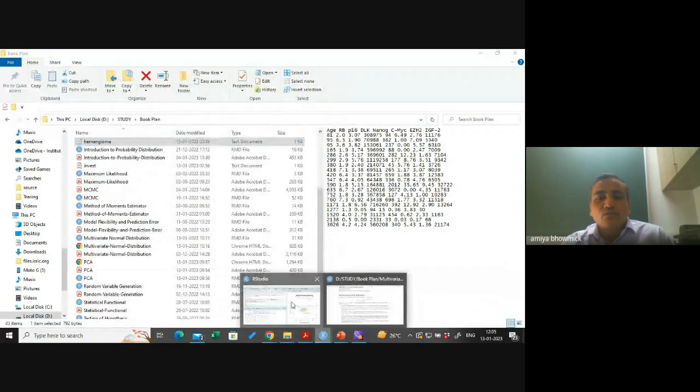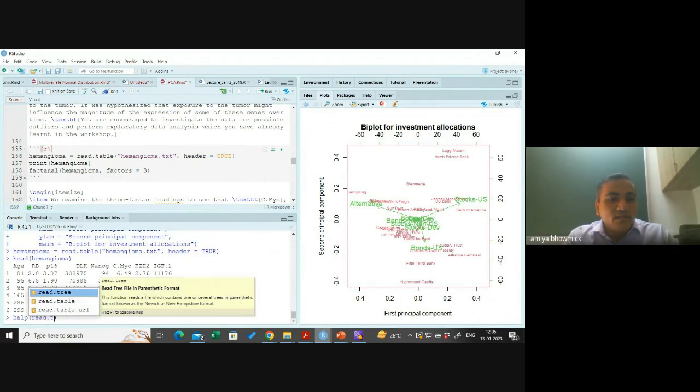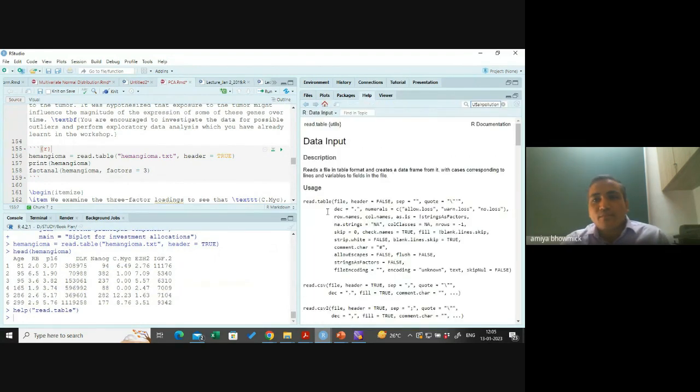When you write help read.table, you see that the default option is header equal to FALSE. So if your data already contains headers, then you have to give header equal to TRUE. I deliberately put two examples where the header is not there. In the first one, you had to write down the variable names by using the option called col.names, where you can put the names of the variables.